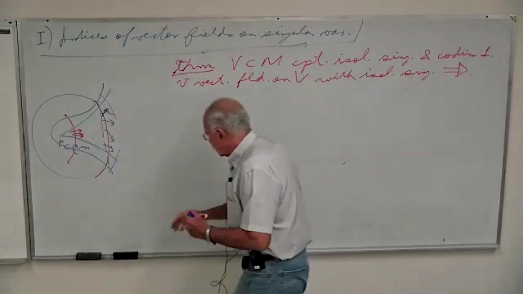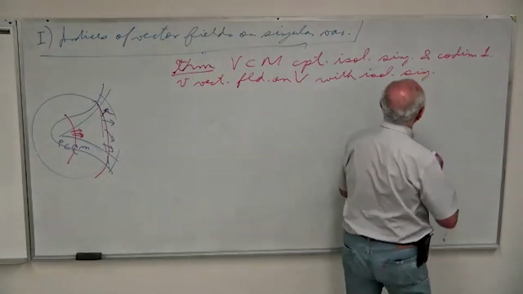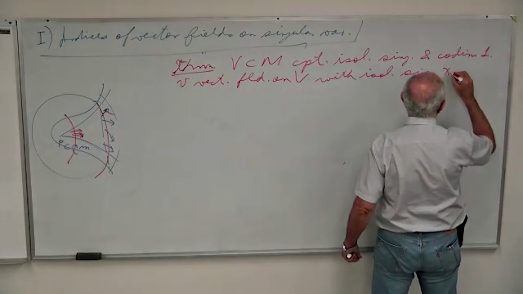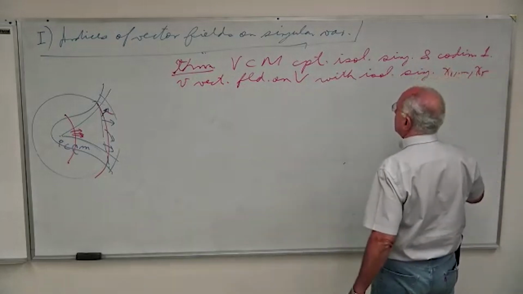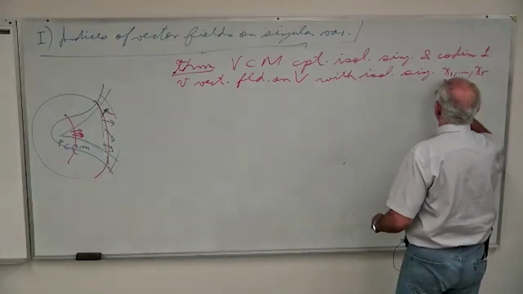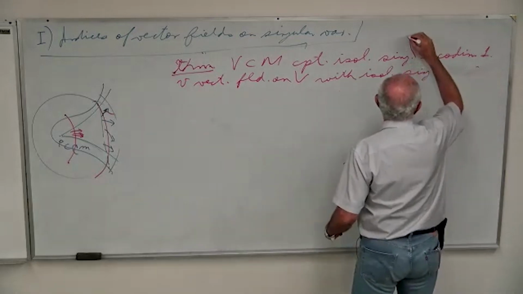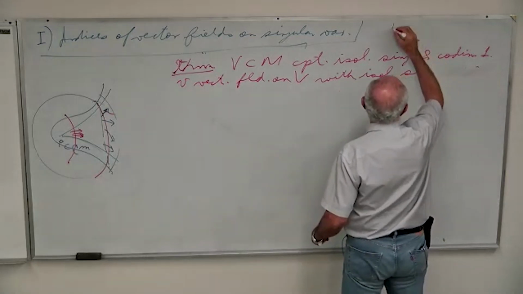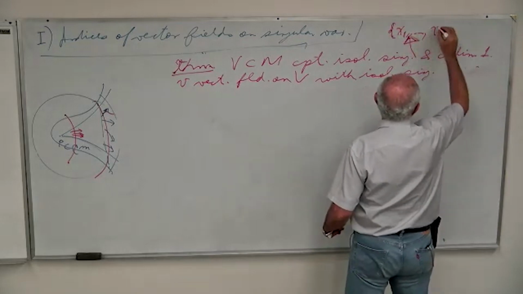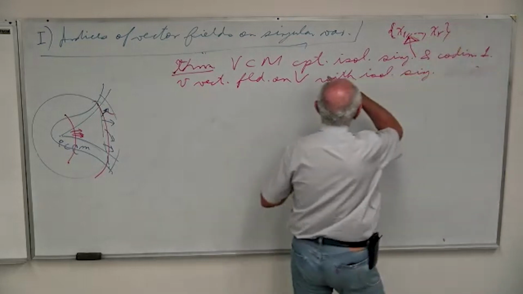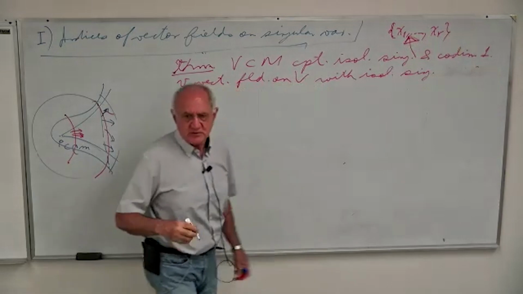I forgot to state something, so let me state it here. I will put everything together here. With isolated singularity, let me say x1 up to xr. These are the singularities of V, not of the vector field. x1 up to xr. So the vector field will be singular at these points and possibly at some other points. Okay?